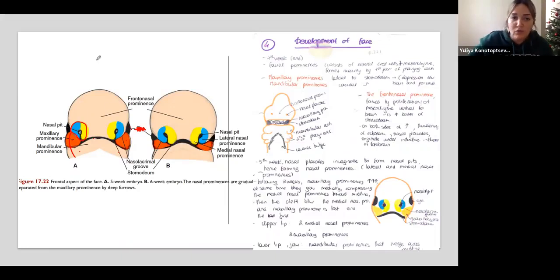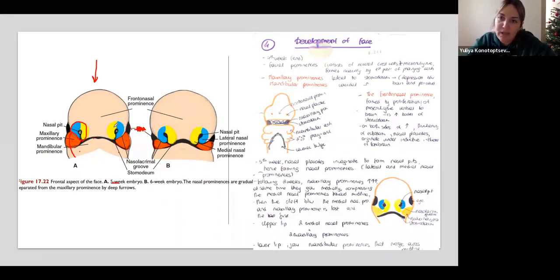So really look into the face of a 5th week embryo, because the eyes are somewhere here, okay? The eyes are somewhere here, and one nasal placode is here, one nasal placode is here. To make a nose, these two nasal placodes must meet in the middle. They should fuse together, so keep that in mind. Two nasal placodes must fuse together to make one nose.